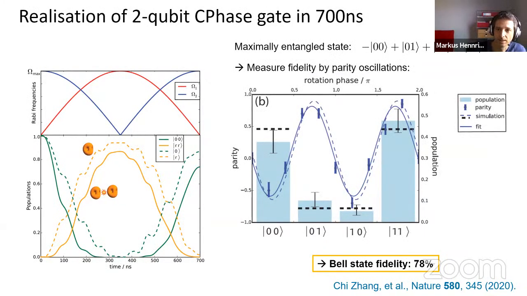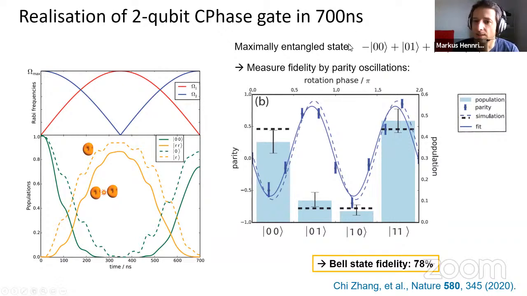We can also analyze the fidelity of this maximally entangled state that we generate. If we start in the equal superposition of 0 plus 1, if it's both ions, we get this maximally entangled state. And we can analyze the fidelity of this maximally entangled state by so-called parity oscillations. Similar to a GHZ state, you only have populations and coherences, so in the density matrix only 4 elements. And by measuring the populations and the amplitude of these parity oscillations, you can measure the off-diagonal elements of this density matrix.